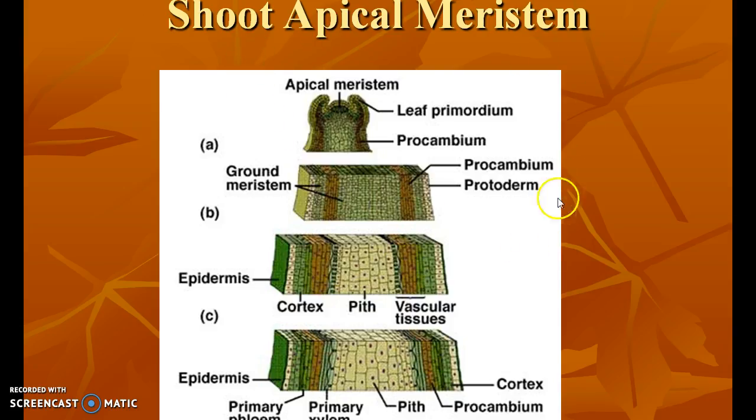Shoot apical meristem, the diagram showing the shoot apical meristem. This is the apical meristem, these are the leaf primordia, and this is the procambium.